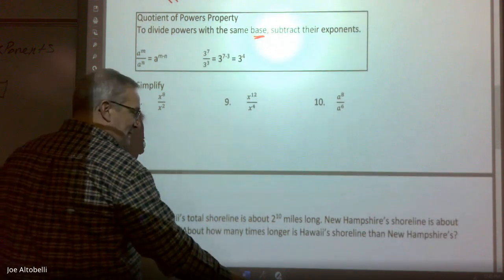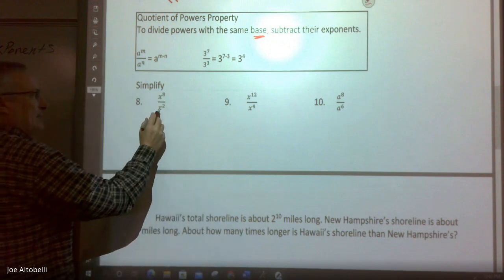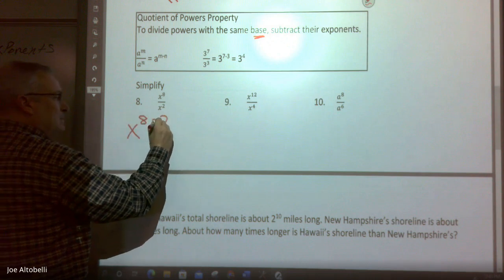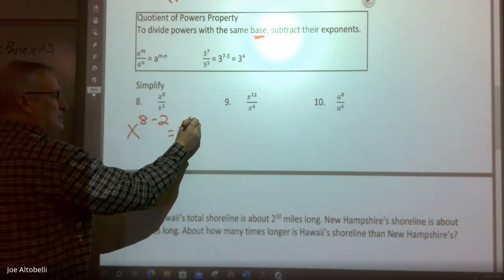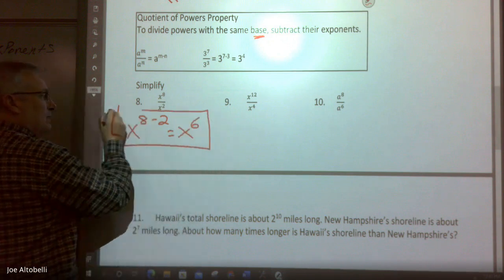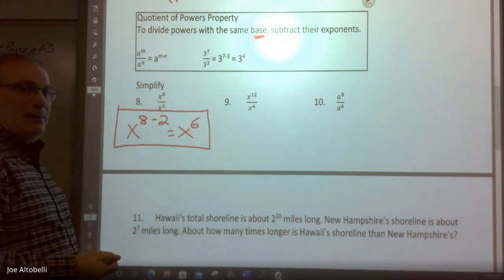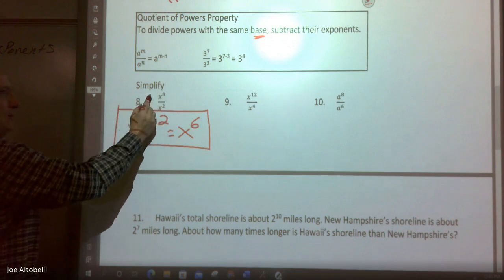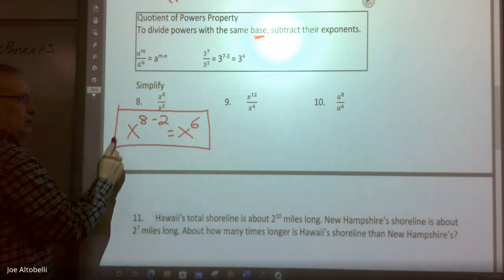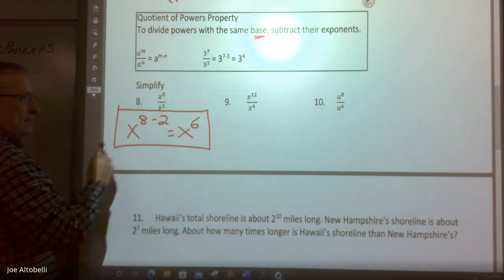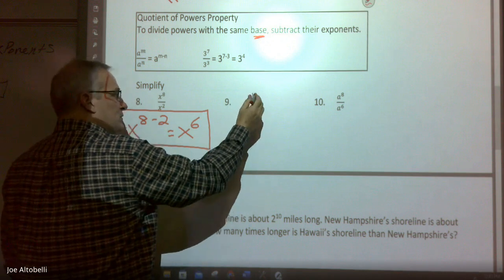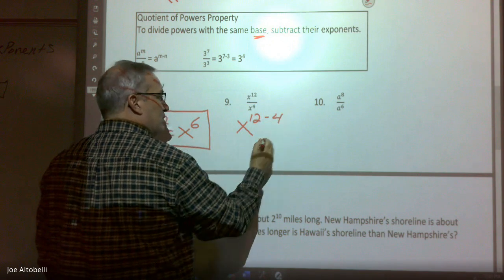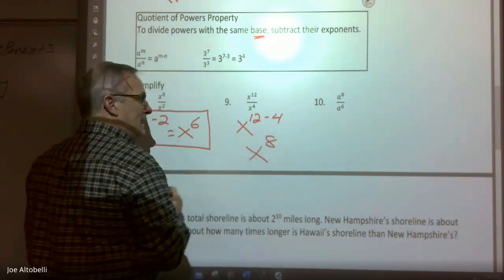So on number 8, x to the 8th divided by x to the 2nd will be x to the 8th minus 2 equals x to the 6th. Here is showing your work. Remember, when you do your assignment, you have to show your work. You can either write the problem down and then give me the answer, or you can show me this step and the answer. X to the 12 divided by x to the 4th, that is going to be x to the 12 minus 4. So that's x to the 8th.